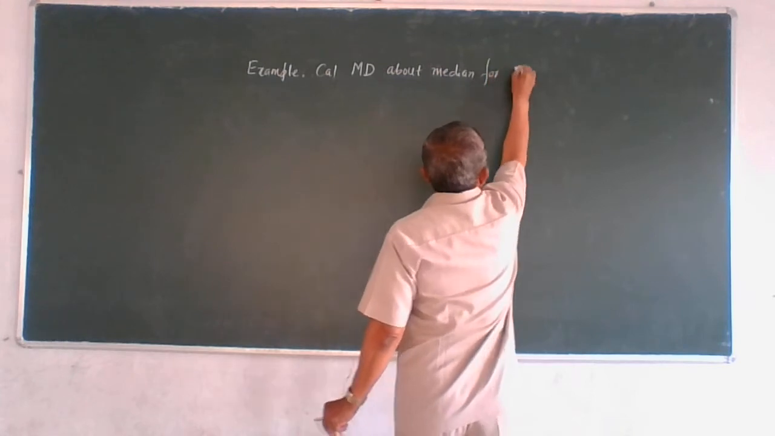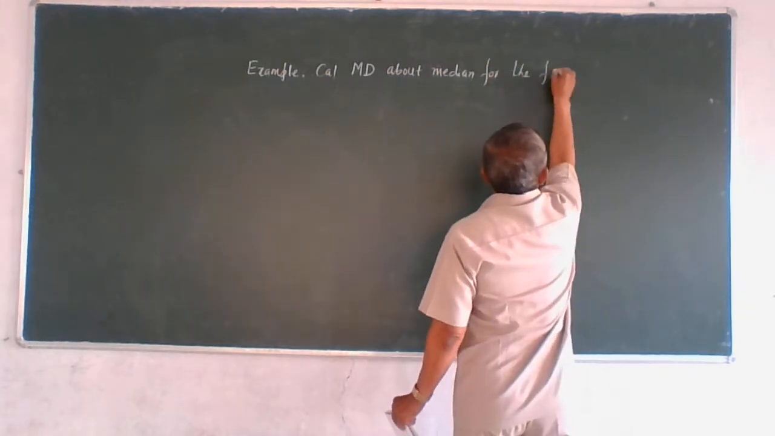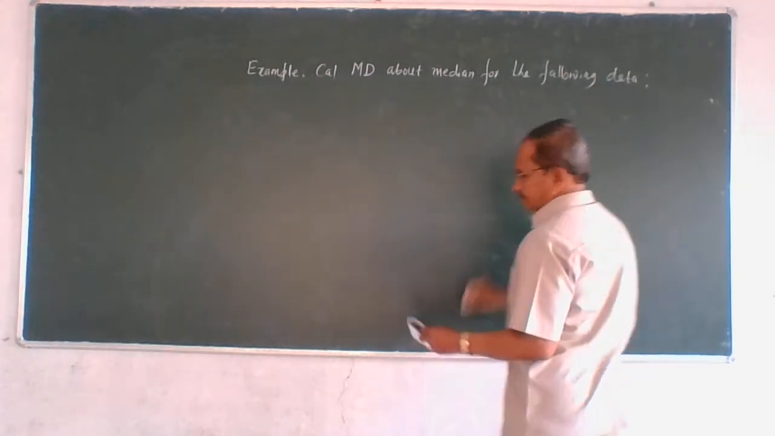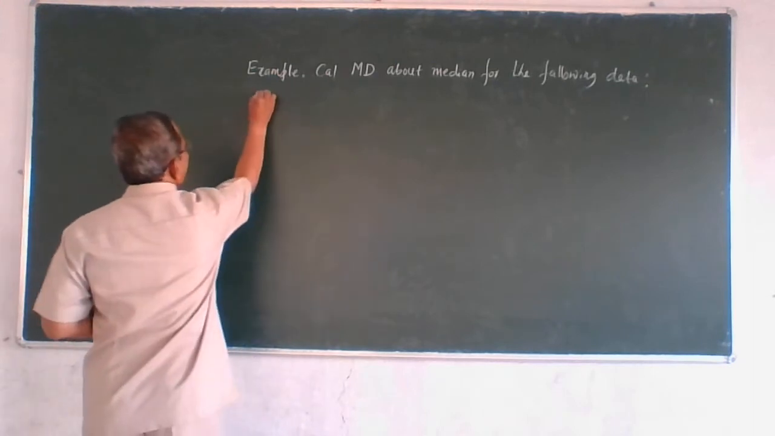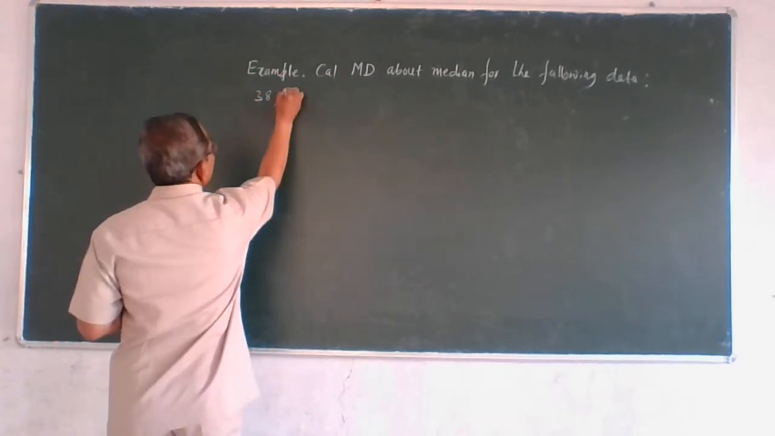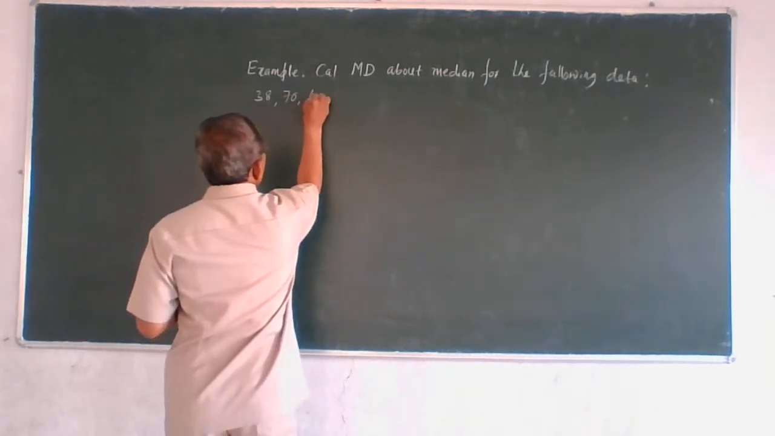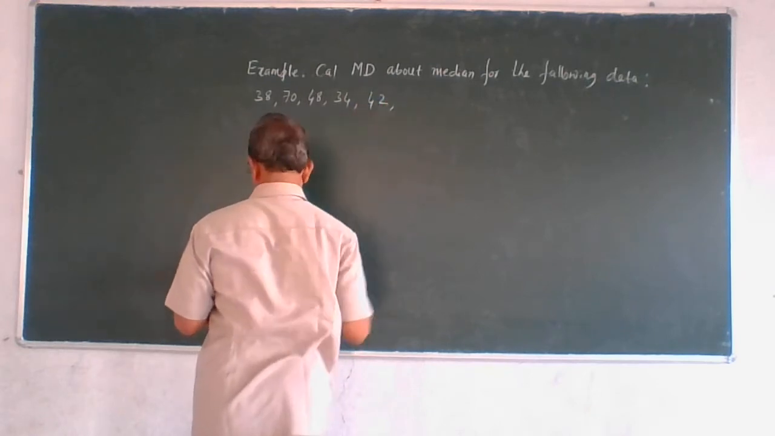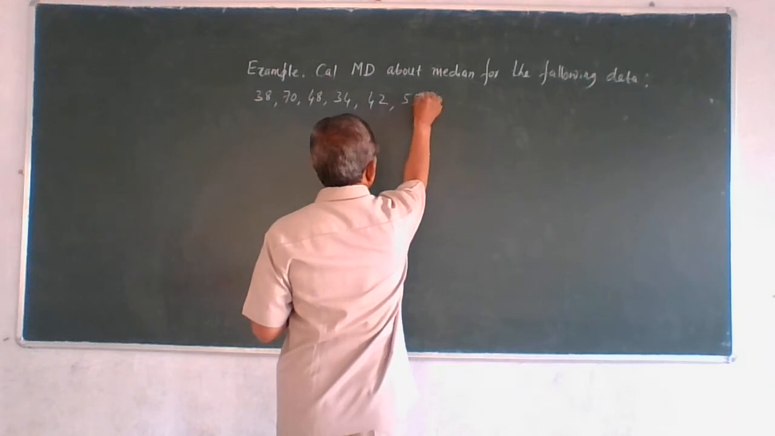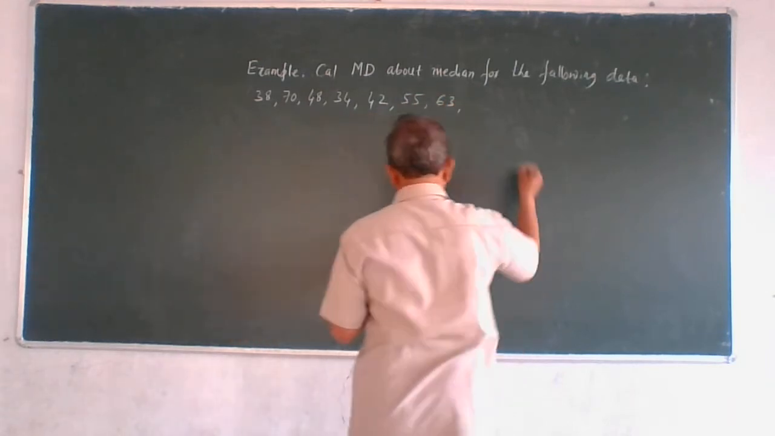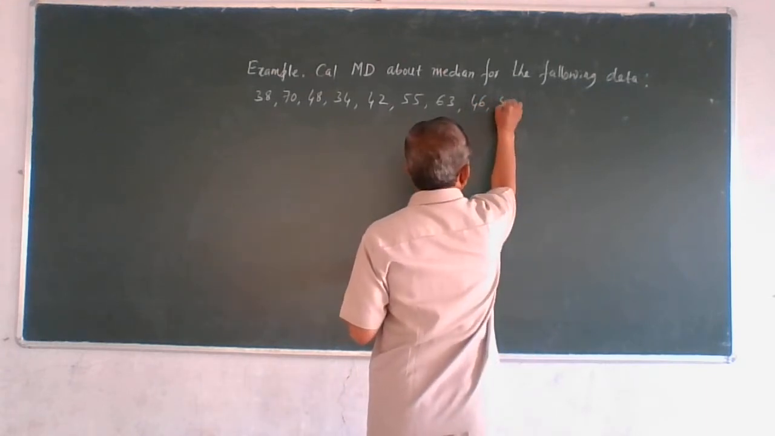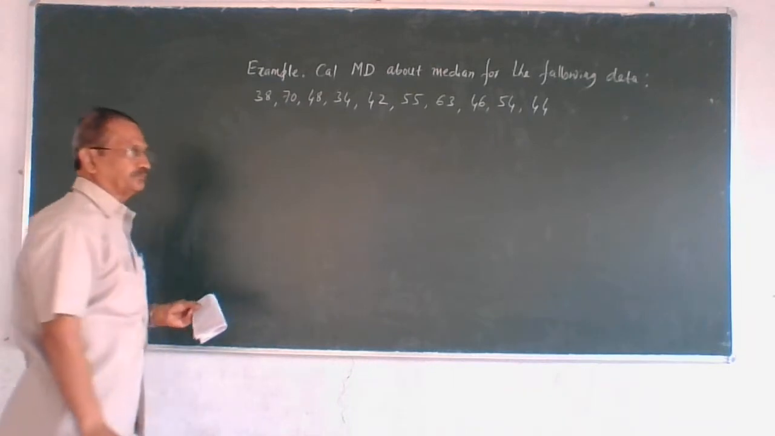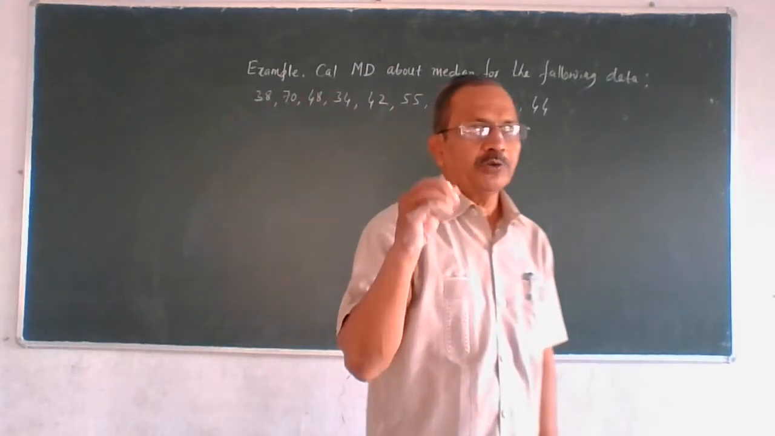For the following data. Now the data is 38, 70, 48, 34, 42, 55, 63, 46, 54, 44. Now find the mean deviation about median for this data.